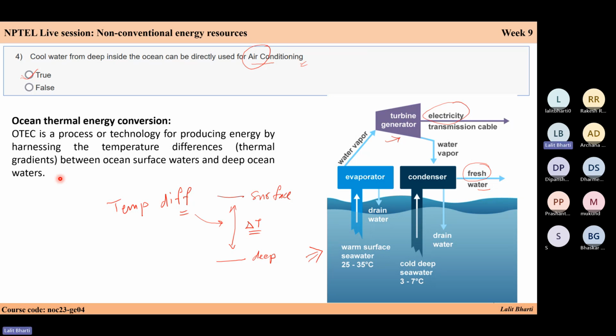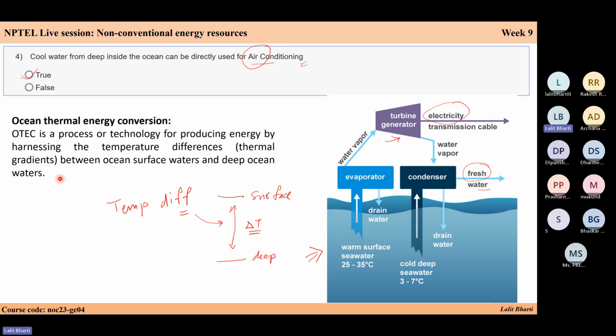So this is the question on the OTES, OTEC, or you can say the ocean thermal energy conversion. So what happens in this? So you have a temperature gradient, basically due to the difference in the depth of the seawater. So you have a warm water surface here, which is around 25 to 35 degrees Celsius near the surface of the sea.